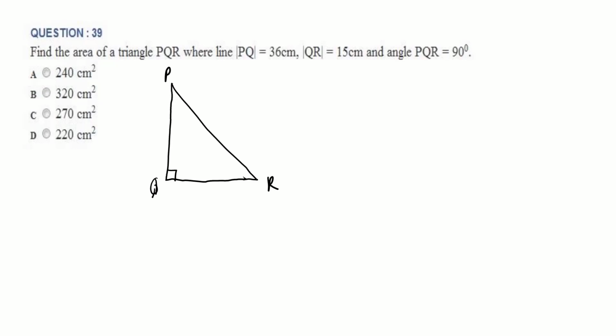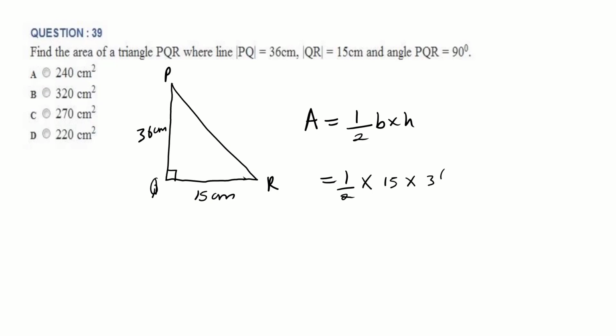So the line PQ is 36 centimeter, QR is 15 centimeter, and we have angle PQR to be 90 degrees. So the area of this triangle is going to be half base multiplied by height. And you have half times base, the base is 15, and the height is 36. So 36 divided by 2 is going to be 18, and 15 multiplied by 18, that is 270 cm squared, and that is option C.